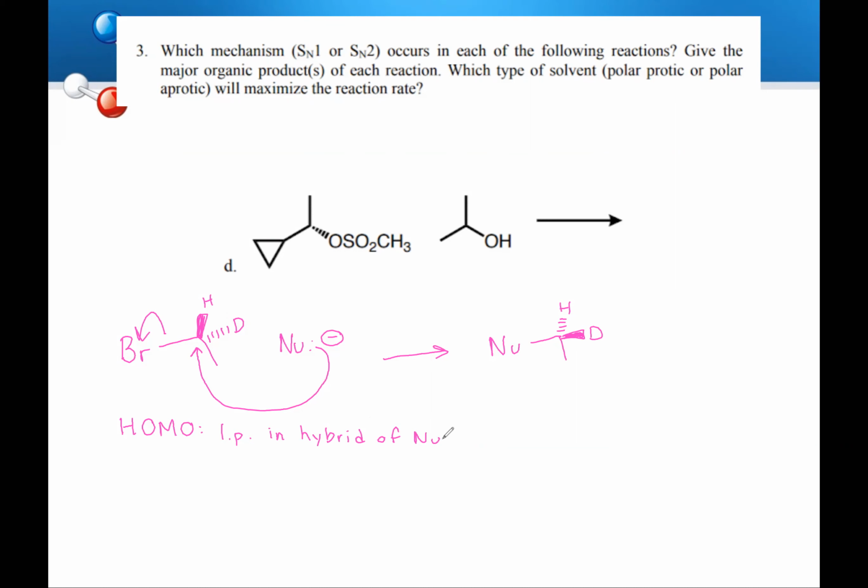So more broadly, remember the HOMO is always going to be the lone pair that does the attacking. Now, what about the LUMO? What's the LUMO for this reaction? Beautiful. So the LUMO is going to be the sigma star antibonding orbital for the carbon bromine bond. So remember, the LUMO is always going to be the empty orbital that the nucleophile attacks.